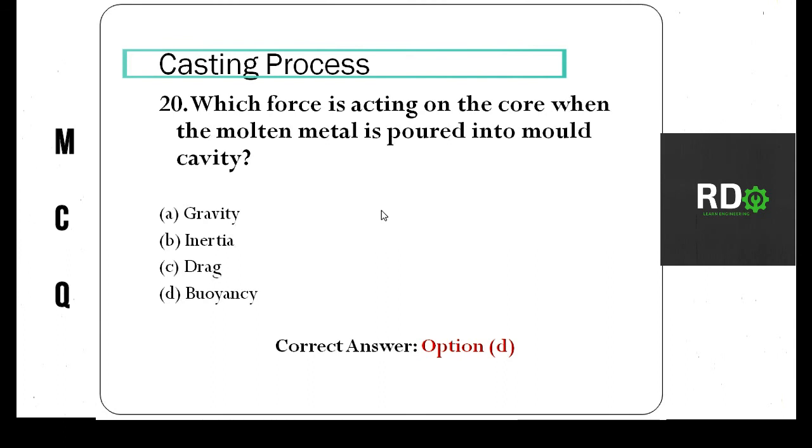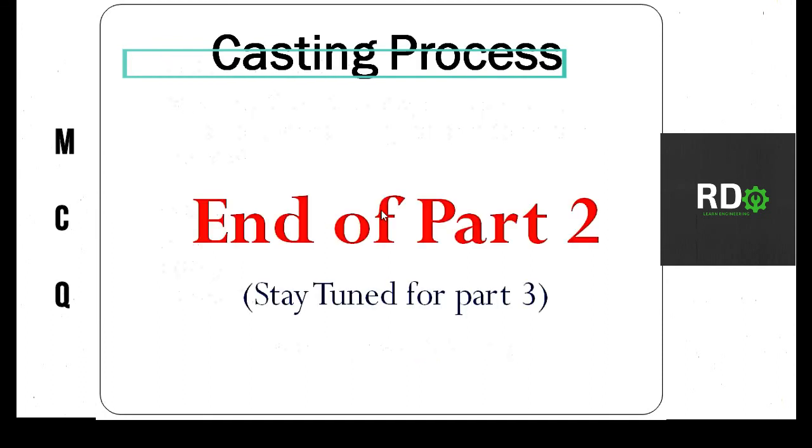So we have come to the last question, that is the question number 20. Which process is acting on the core when the molten metal is poured into the mold cavity? As usual, if we are pouring something liquid from one container into another container, it is the gravity force that is acting. So in this case also, when the molten metal is poured into the mold cavity, it is the buoyancy, not gravity. Okay, please mind that it is the buoyancy of the liquid.